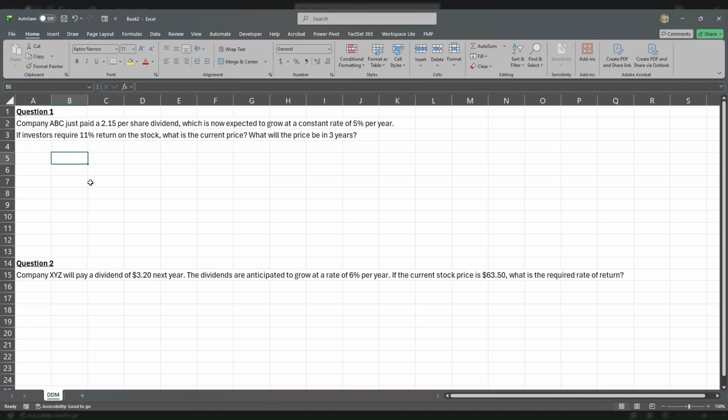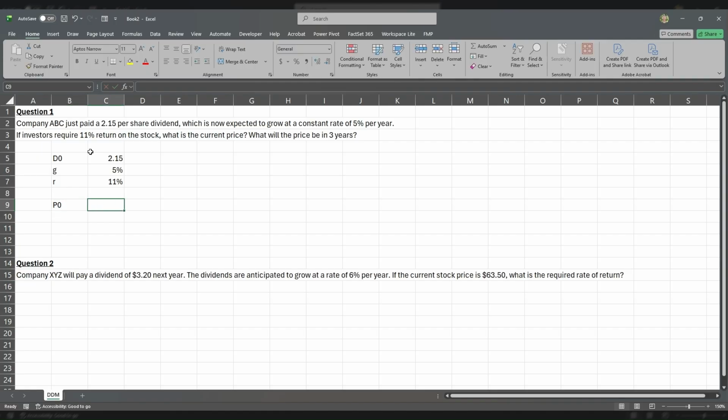All right, so let's parse out the variables that we are given here. So D naught or D0, the dividend in time period 0, right now, is $2.15. We have the growth rate at 5%, and we have the required rate of return, or R, at 11%. All right, so given this, we are able to calculate what the price of the stock P naught is right now.